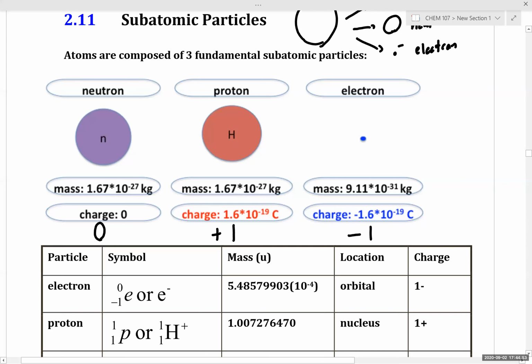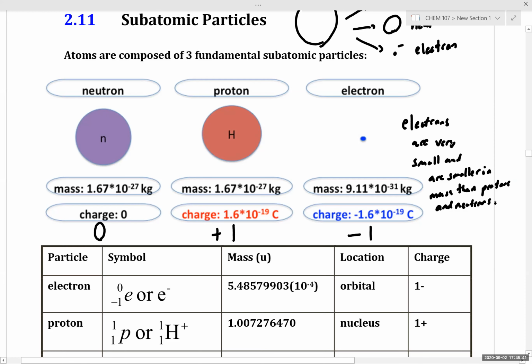Now, I've made these pictures to help everyone realize this second point. Which of these subatomic particles has the smallest mass? Which picture is the smallest here? The electron. I'd like you just to know that electrons are very small and are smaller in mass than protons and neutrons.